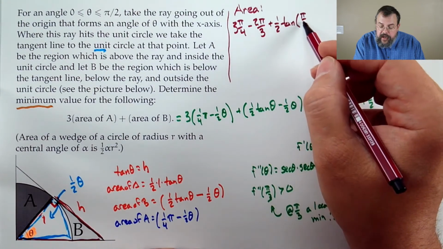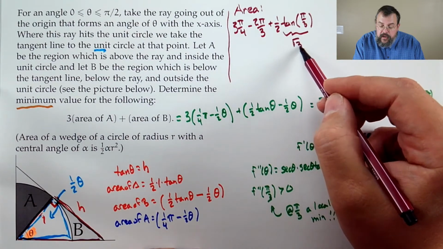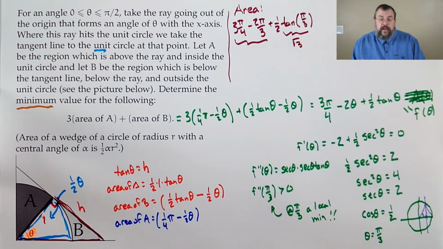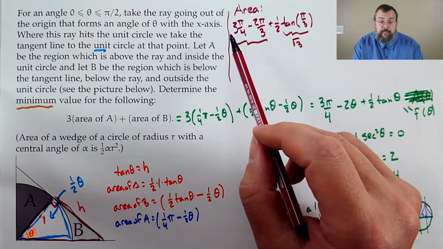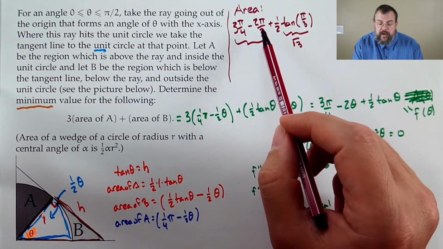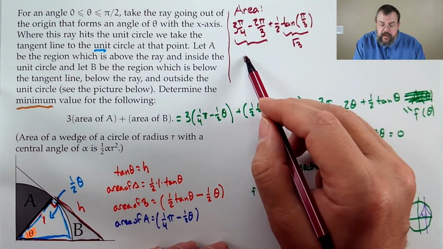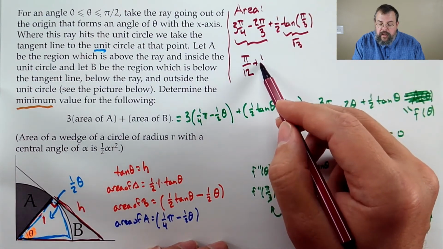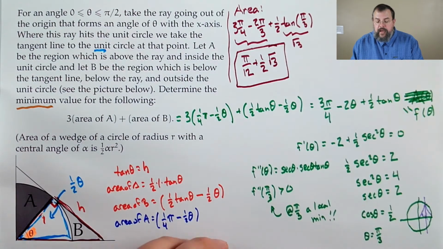Now, tangent of pi thirds, that's something we actually know. This is root 3. Now here, you'd like to combine those together, so you'd do them as twelfths. If I want 3 pi fourths, I can think of it as 9 pi twelfths, and 2 pi thirds as 8 pi twelfths. So together they make pi twelfths, and then plus 1/2 root 3. And that's the answer.